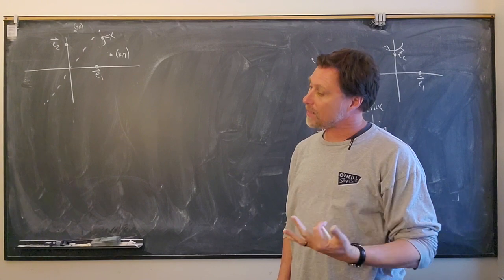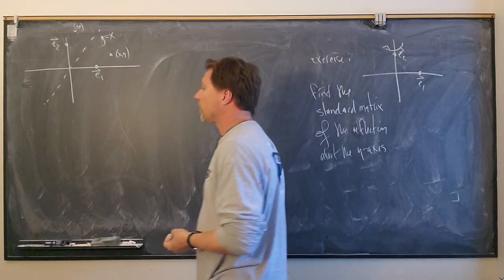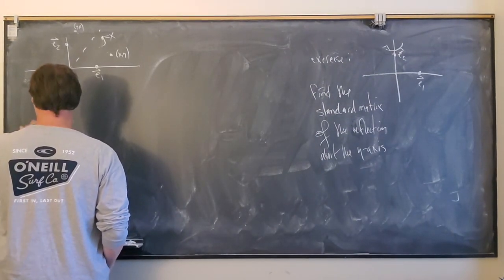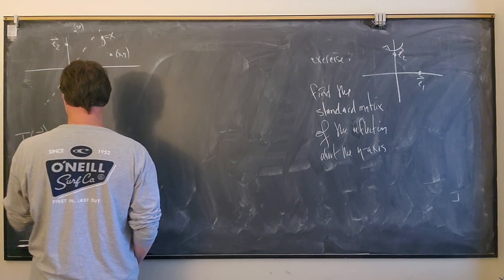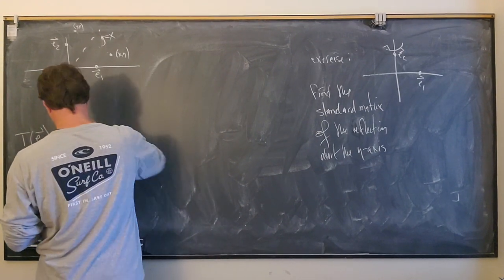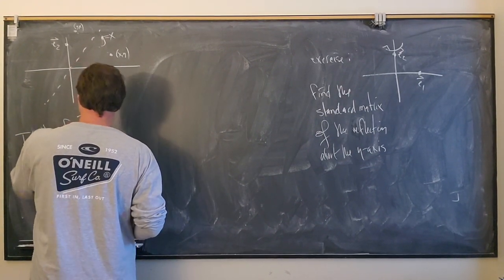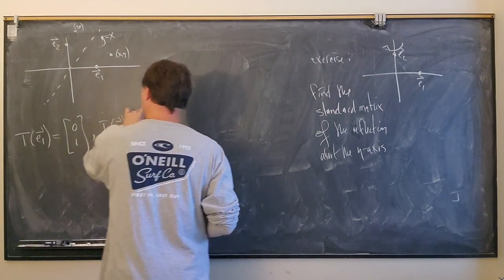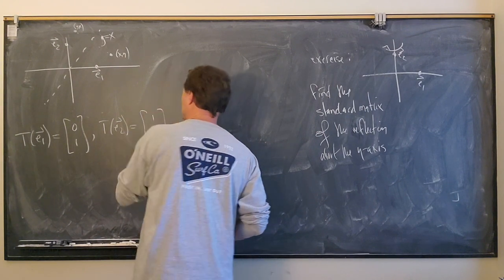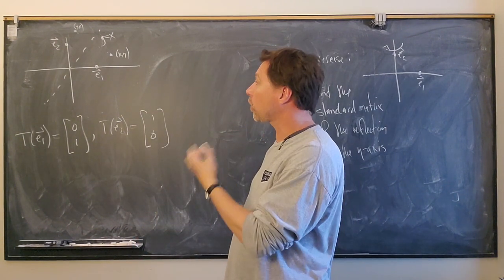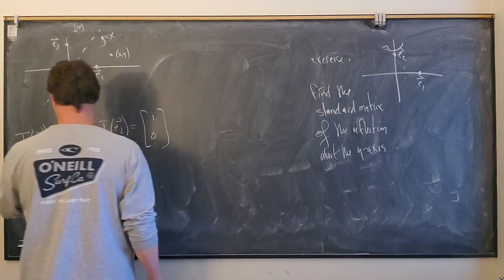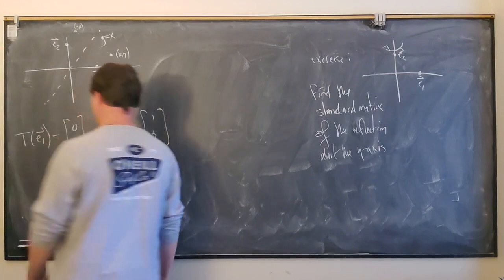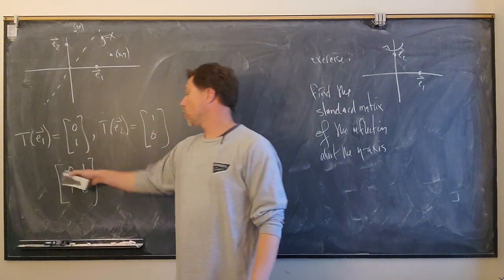Now, to actually write down the matrix, we need to figure out what happens to E1 and E2. I think it should be clear that T of E1 equals E2, which written as a column vector is 0, 1, and T of E2 equals E1, written as a column vector, that's 1, 0. So the standard matrix corresponding to this transformation looks like that. As rows, we get 0, 1, 1, 0.